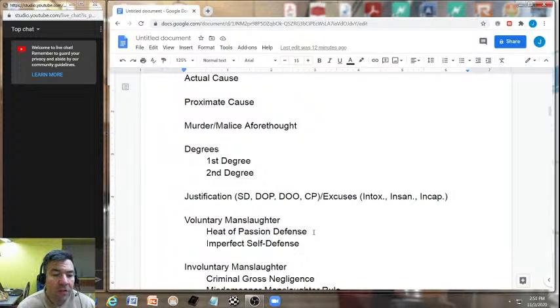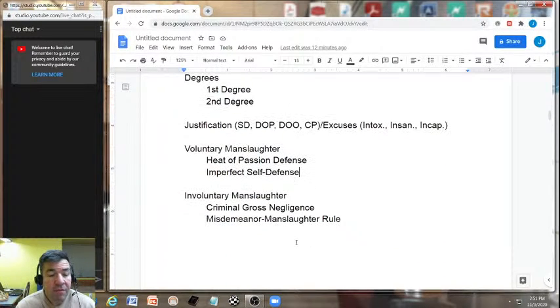Now, let's say our self-defense argument doesn't prevail because it was unreasonable. We would now mitigate that self-defense through voluntary manslaughter to imperfect self-defense, which is an honest but unreasonable belief that the person's life was about to be taken or the person's life was in danger.